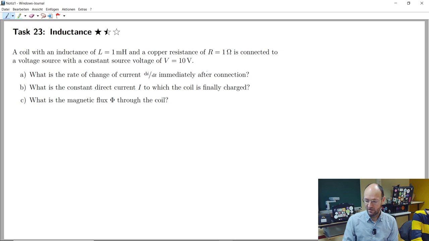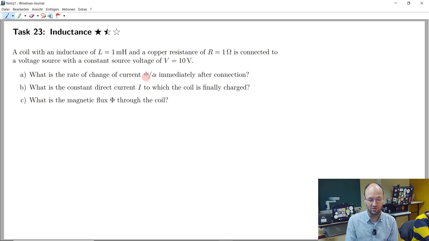And this one has a copper resistance of 1 ohm, and it's connected to a voltage source with a source voltage of 10 volts. Like what I could also do with my lab power supply that I've brought before.